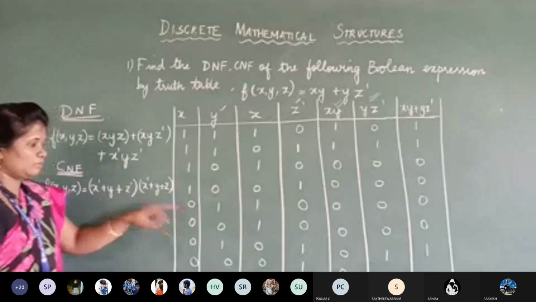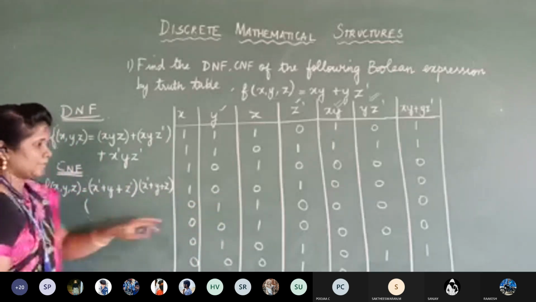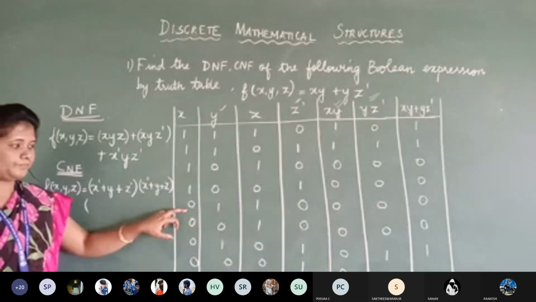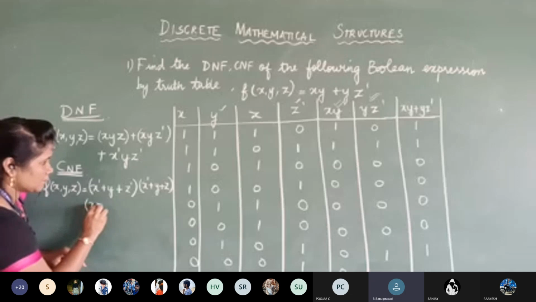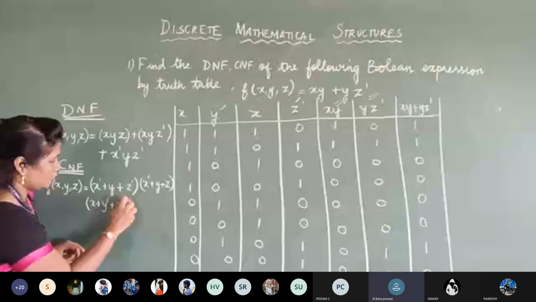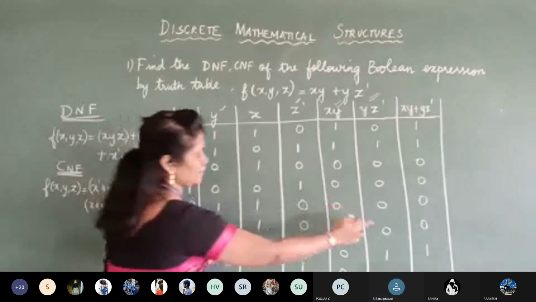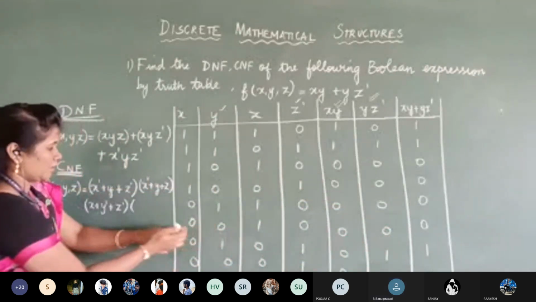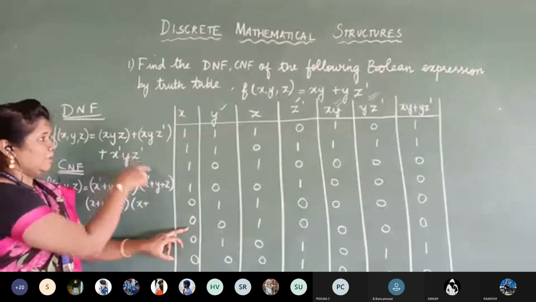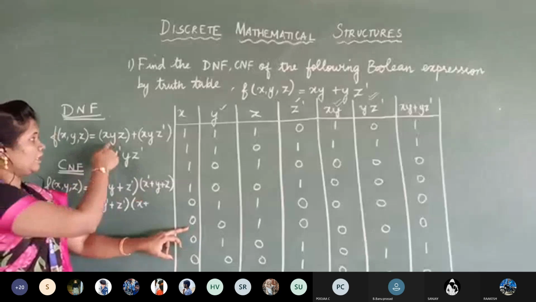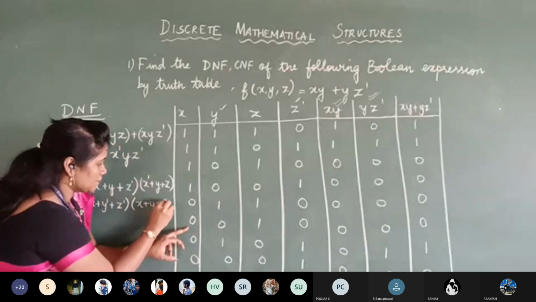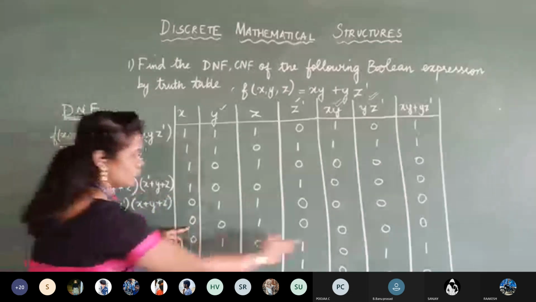Similarly, tell me for the next value. x plus y complement plus z complement. Very good. That's how you write. So that is the third one. Next we go on to the fourth one. So it will become x plus, here you will have to write plus because it is CNF. For DNF, it is product. x plus y plus your z complement. So that is your fourth one.